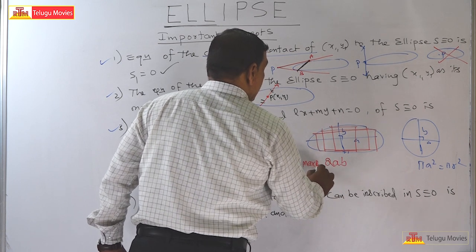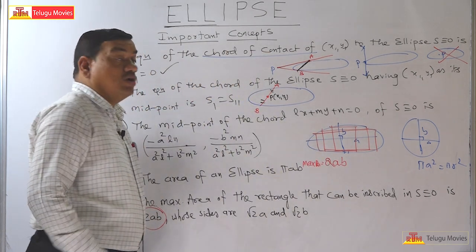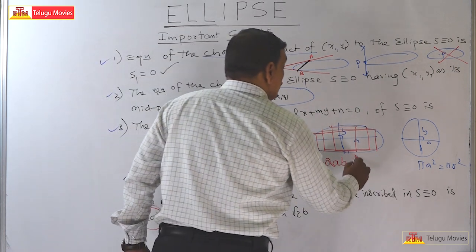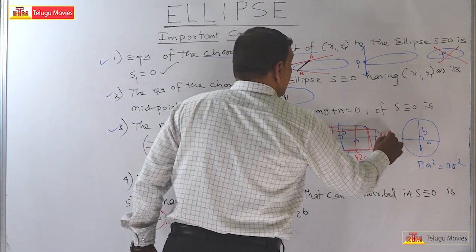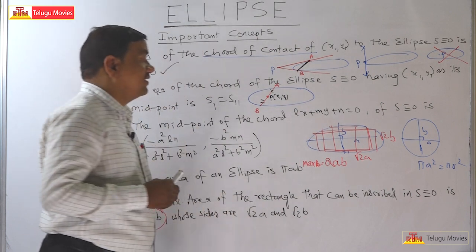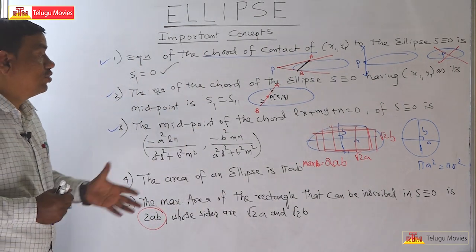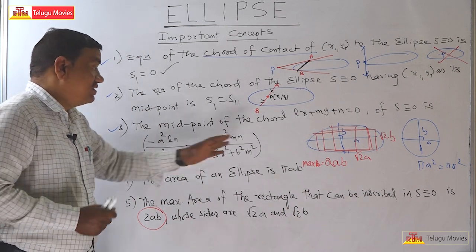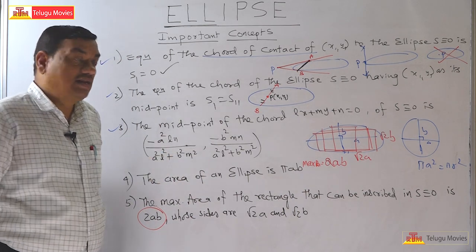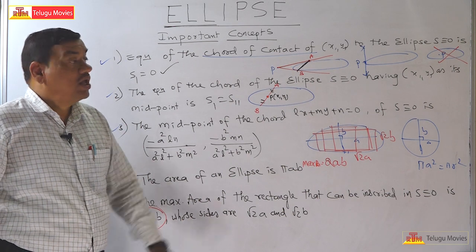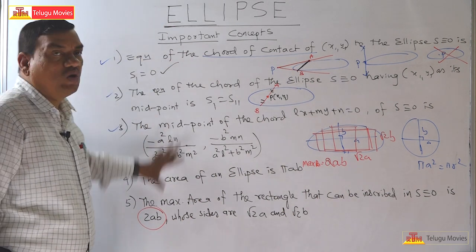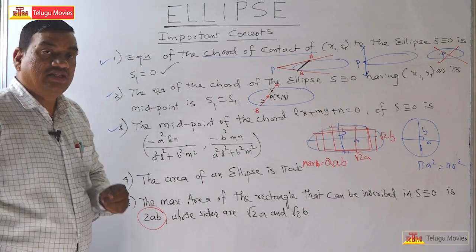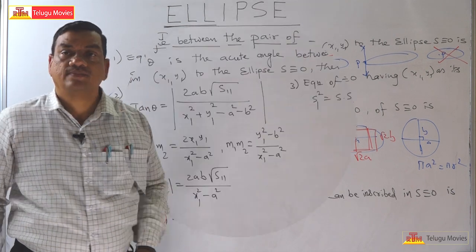Understand? 2AB. So the length is root 2A and the breadth is root 2B. Length into breadth. So this is the maximum area of the rectangle that can be inscribed in an ellipse. I hope that you understand all these 5 points, and let us continue our class.